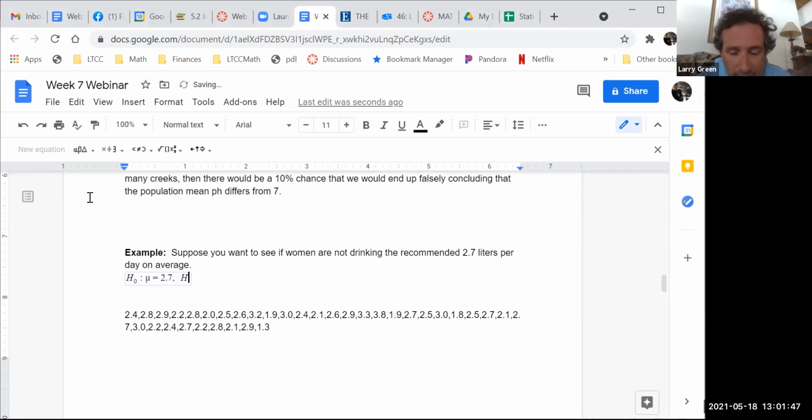And H1 is that mu is less than 2.7. Notice we don't have not equals, because if they're not drinking the recommended 2.7 liters, that means they're not drinking enough. So they're drinking too little. And that's an issue if you don't drink enough. Okay. So then you look at this, and I'll let you decide type 1 and type 2 error. You can think about it. But we have our data. So I'm going to copy the data.